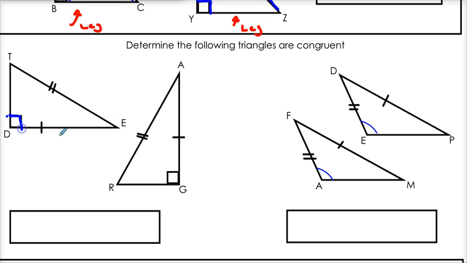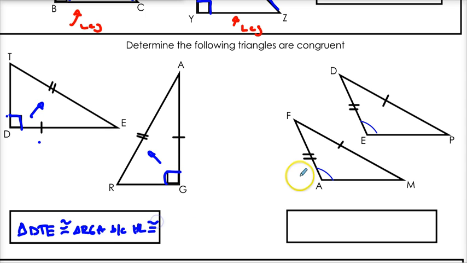I got some 90-degree angles here. And since those are 90-degree angles, I see that this is my hypotenuse. That's my hypotenuse. I have a leg that's congruent. So this would be HL. It's a 90-degree angle with a hypotenuse that's congruent and a leg that's congruent. So triangle DTE is congruent to triangle RGA because of HL congruence.